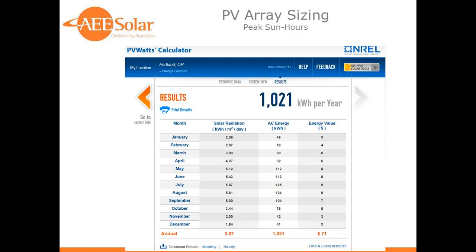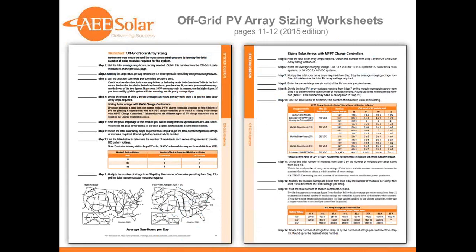for off-grid. So I have a whole sizing worksheet on figuring out off-grid array sizing in the catalog. Again, this is a great way to kind of learn your way of sizing systems. I highly encourage using it. It's fairly complex, goes into a lot of details, but it's a really good learning source for that.